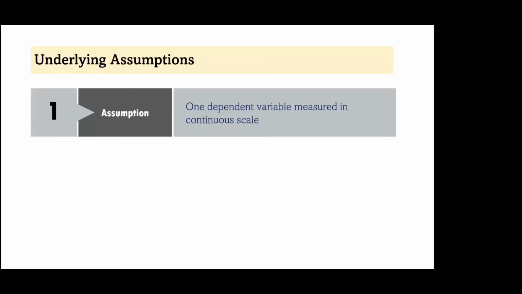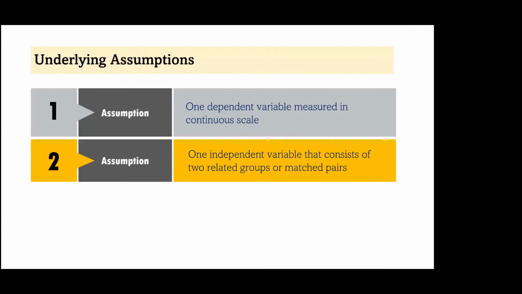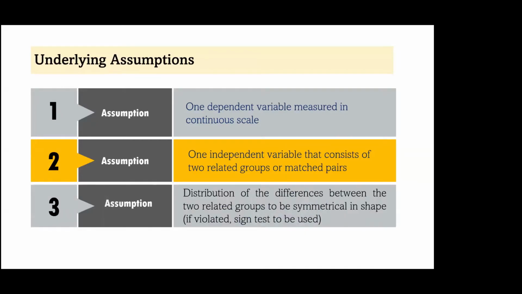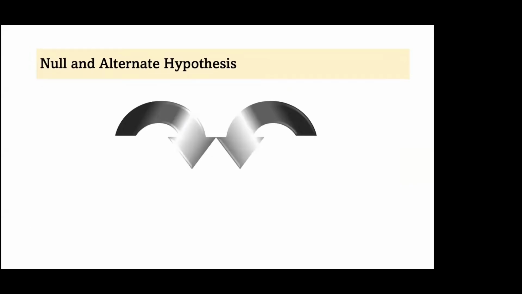So the underlying assumption is again one dependent variable which is measured on a continuous scale. There is one independent variable that consists of two related groups or matched pairs. And I think the distribution, the shape, should be symmetrical. In the case of Jamovi, like we have done for the Mann-Whitney U, you cannot compare the mean rank. But in SPSS, there is an option of comparing the mean rank also. So in this case, you only report the median.